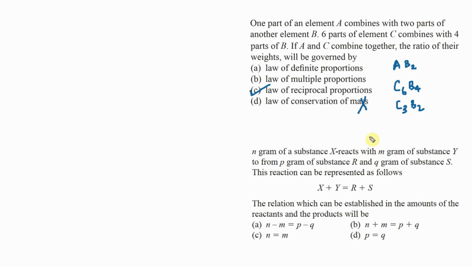Conservation of mass has to be given for a reaction. Multiple proportion means between two different atoms forming different compounds. Law of definite proportion is impossible, same compound.